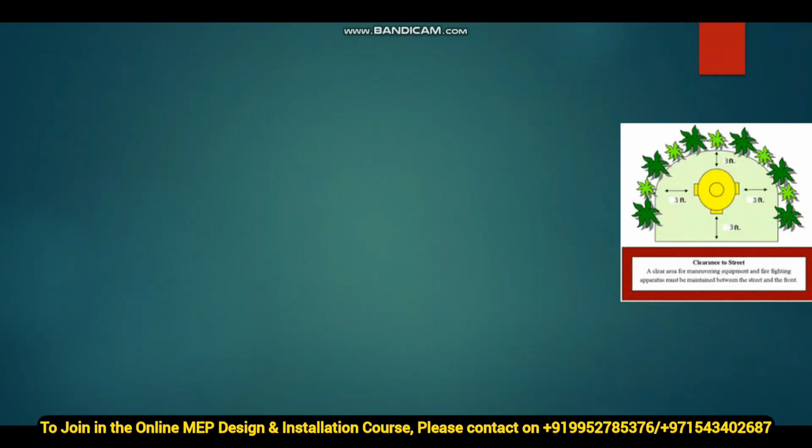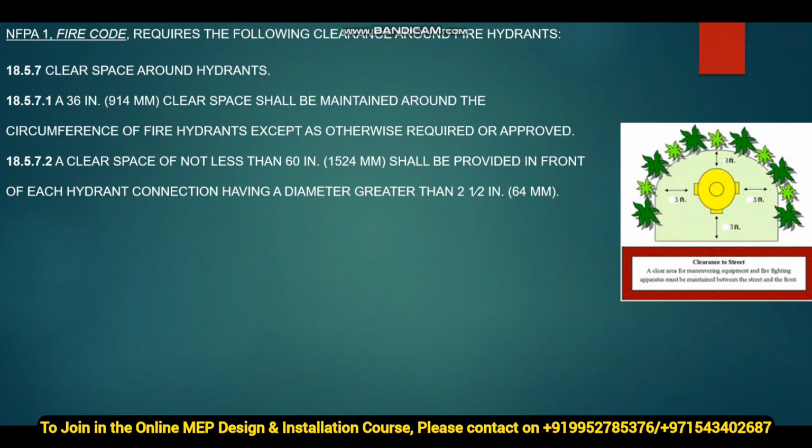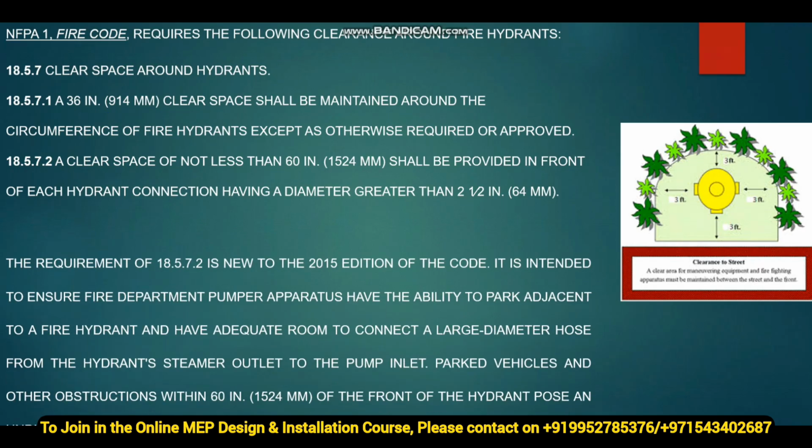There is one important thing we have to understand related to the clearance for the fire hydrant. As per the code, for example, NFPA 1 fire code requires the following clearance around the fire hydrant. The first requirement: a minimum of 3 feet, I mean 36 inch or 914 mm, clear space shall be maintained around the circumference of the fire hydrant except as otherwise required or approved. Additionally, in the front side of the fire hydrant, a minimum of 60 inch or 1524 mm distance has to be provided if the connection size is more than 2.5 inch. This is a new requirement in the code, because earlier it was not there.